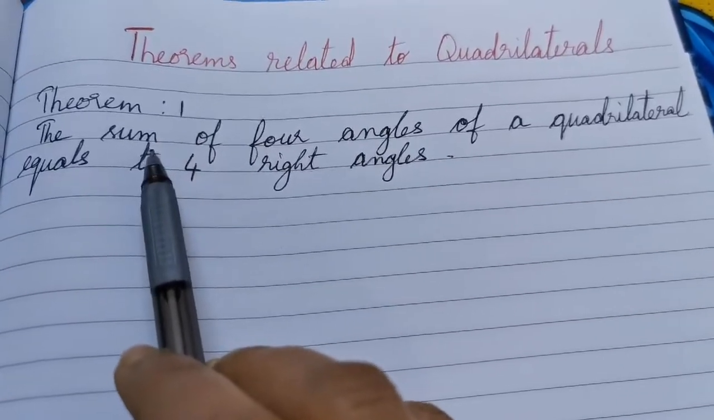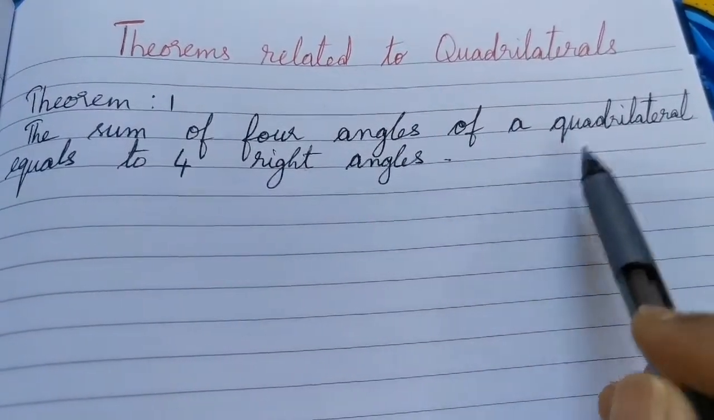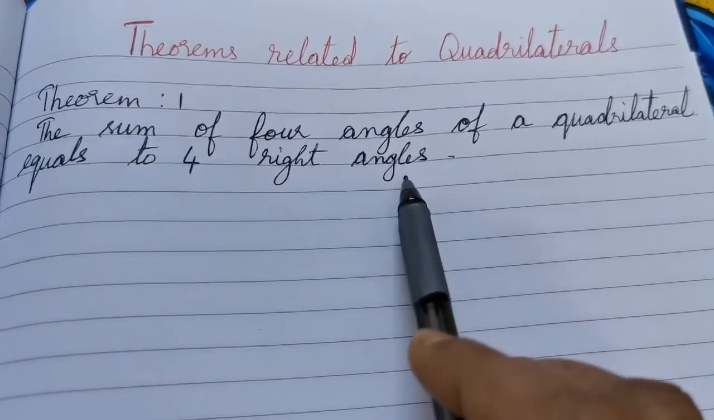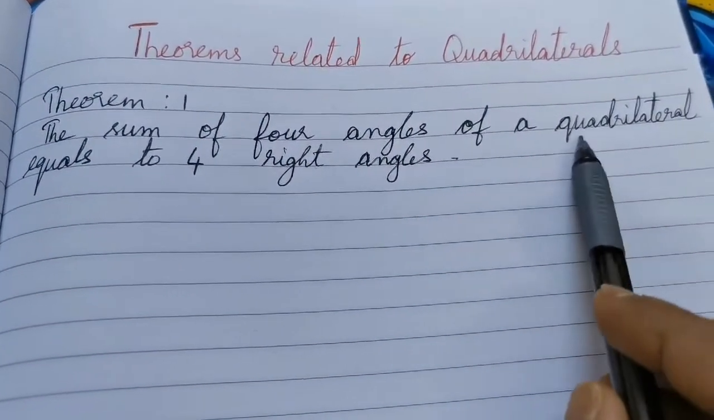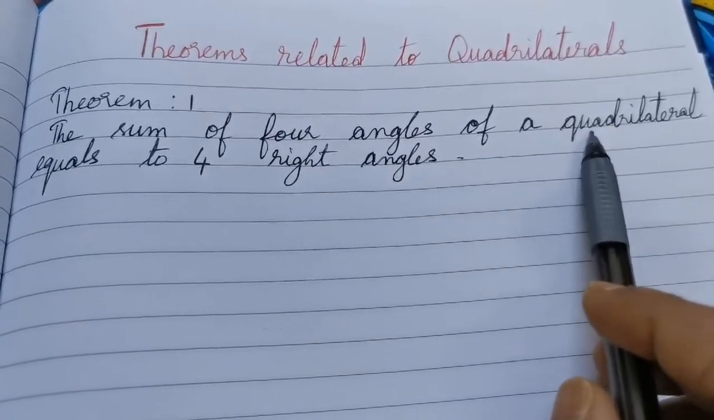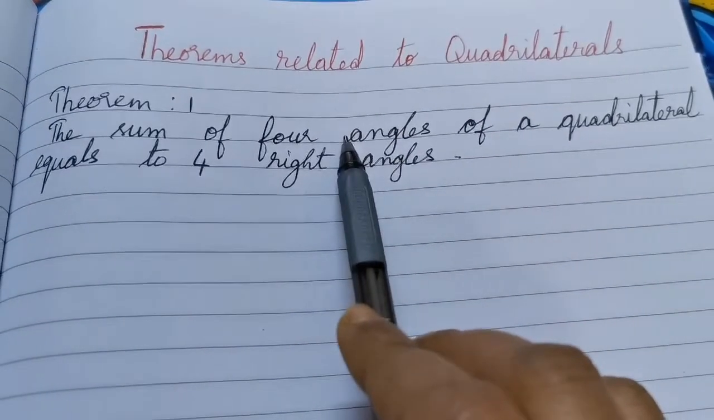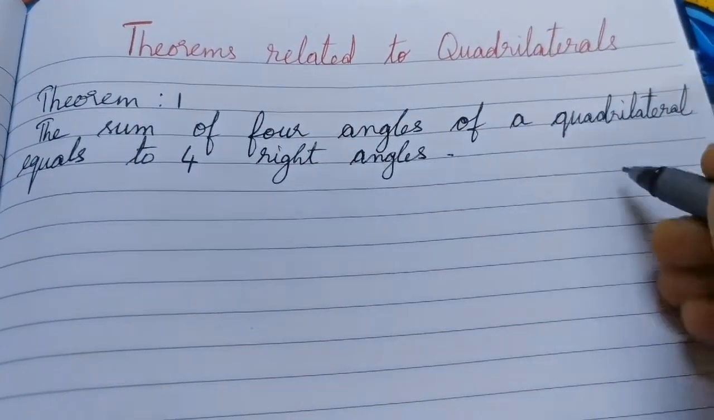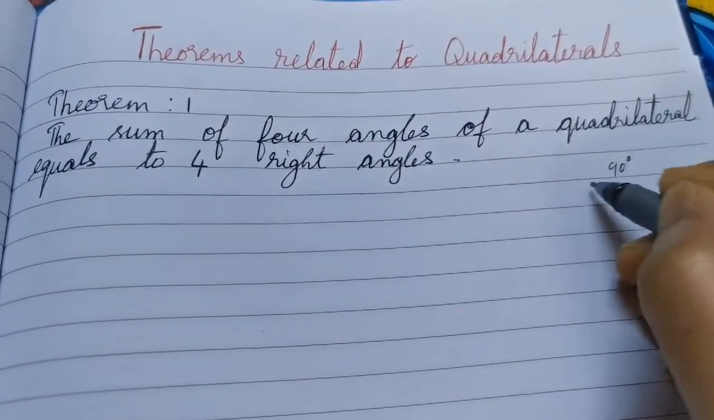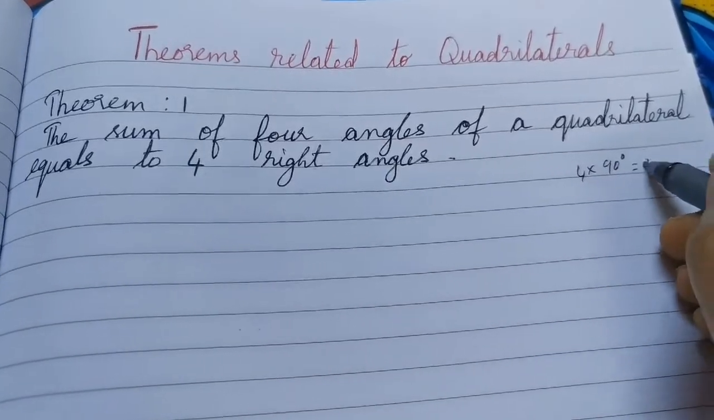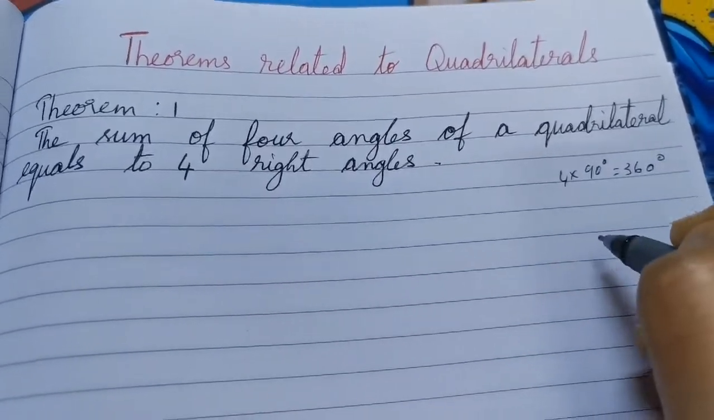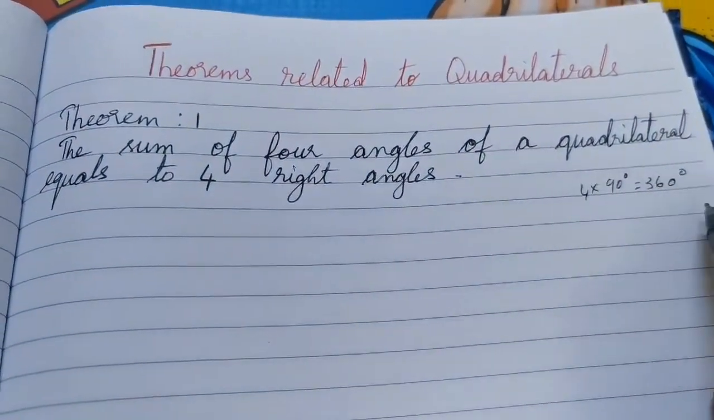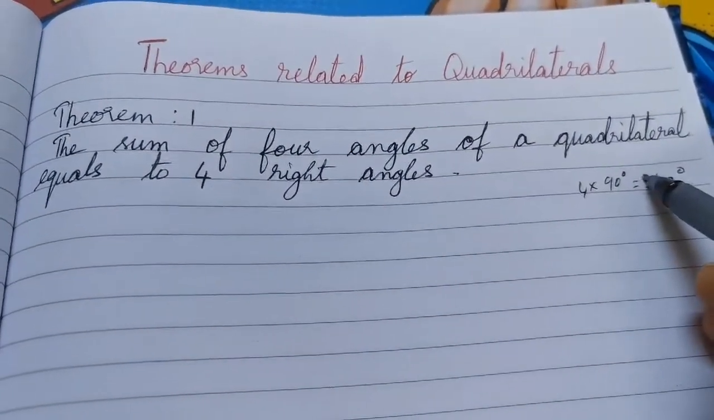It says the sum of the four angles of a quadrilateral equals 4 right angles. We know that a quadrilateral has 4 sides and 4 angles. So the sum of the 4 angles equals 4 right angles. 4 right angles means, with 90 degrees as one right angle, 4 right angles is 360 degrees. So it states the sum of the 4 angles of a quadrilateral is 360 degrees.